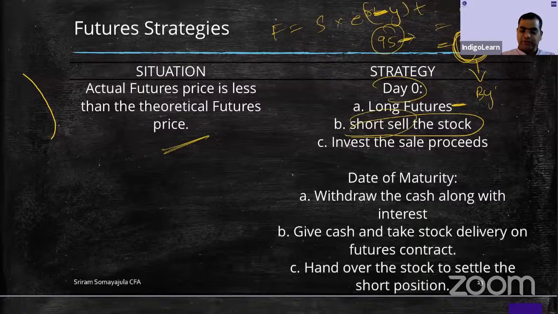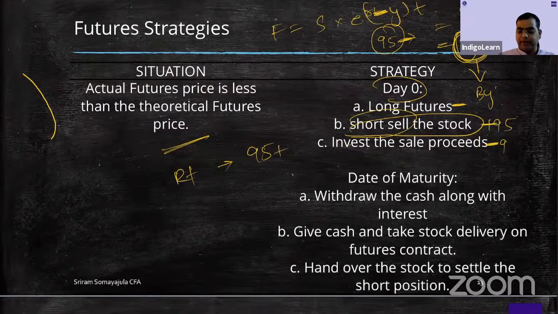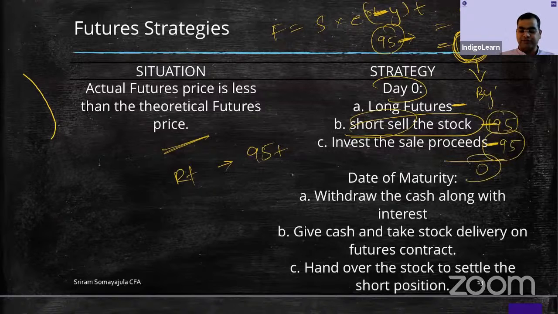So you sell something for 95 and you get the money, right? Whatever 95 rupees you get, you go and invest in a risk-free asset. So you short sold, you got plus 95. You invested, you minus 95, right? So our net cash flow is 0 on day 0, because futures are just a contract. You're just entering into a contract. There's no cash flow attached to it. Here you've got 95, you've invested 95, so your cash flow is 0.